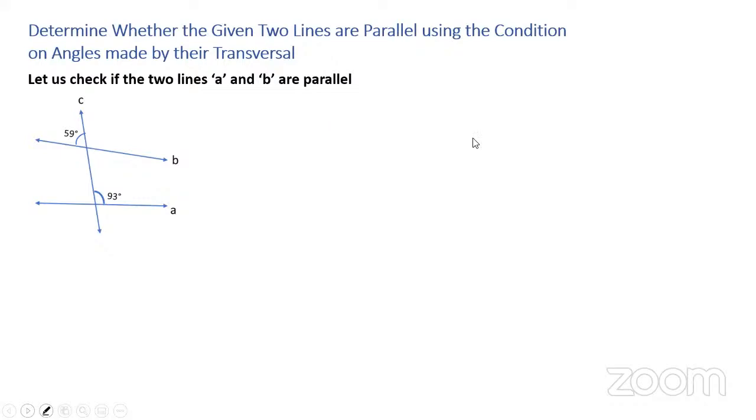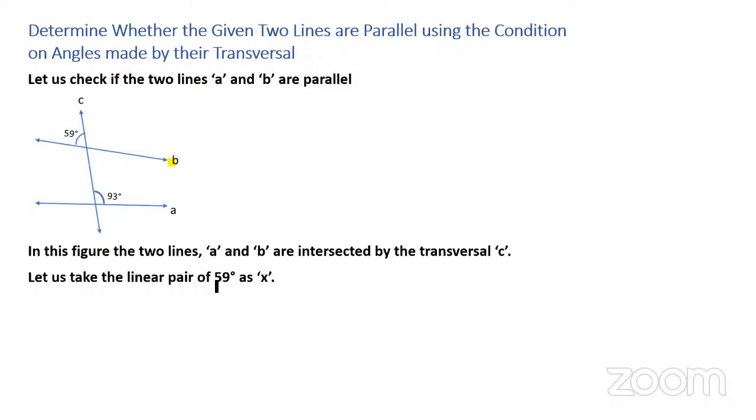So let us look at this problem. Let us check if the two lines shown here, A and B, are parallel to each other or not. In this figure, we can see lines A and B are intersected by the transversal C. You can see the angles given are 59 degrees and 93 degrees. Let us take the linear pair of 59 degrees as X.